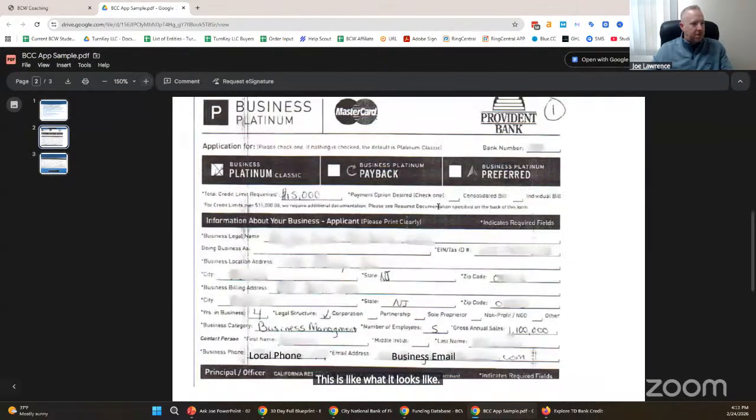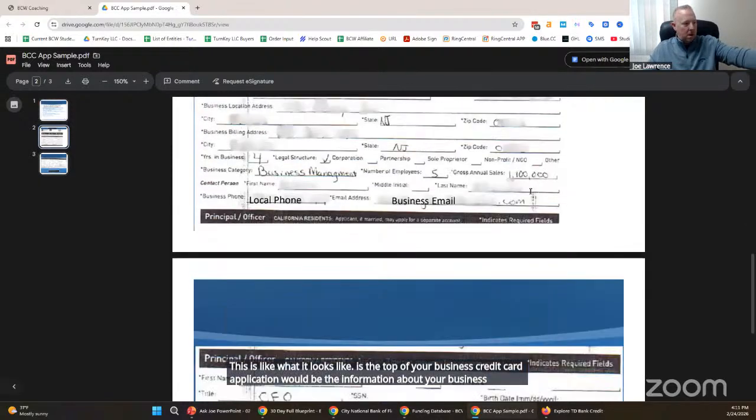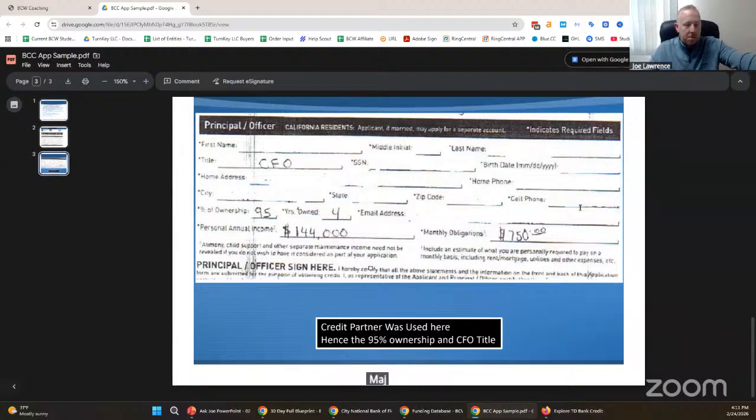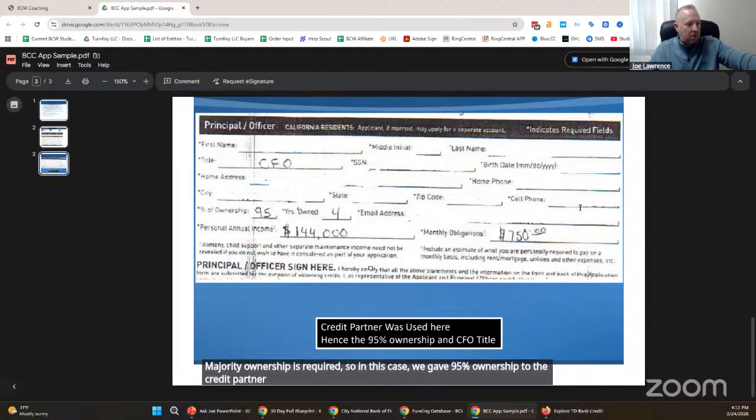The top of your business credit card application would be the information about your business. And then the bottom of the business credit card application is the principal or the officer. So in this case, our credit partner, your dad, could be the CFO of your business, the chief financial officer. Majority ownership is required. So in this case, we gave 95% ownership to the credit partner. And then that would mean that I only own 5%. Since I own less than 20% of the business, the bank is not checking my personal credit. And that's exactly what we're trying to do with a credit partnership, right?